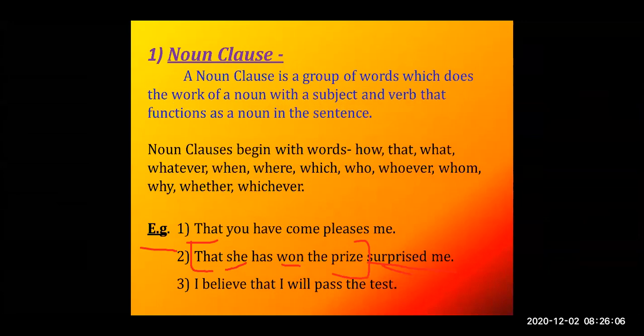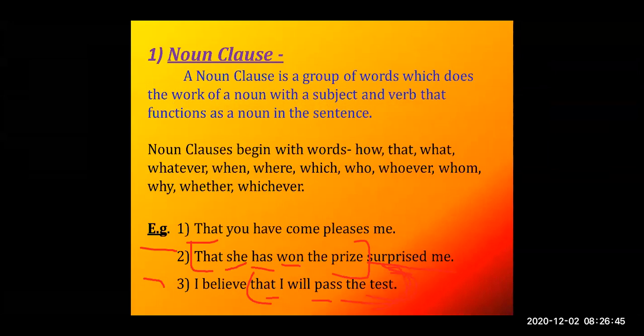Get it? Third example, see: "I believe that I will pass the test." What is the third example? "I believe that I will pass the test." I is the subject, believe is the verb, and "that I will pass the test" is the object of the verb believe. So "that I will pass the test" is your noun clause.